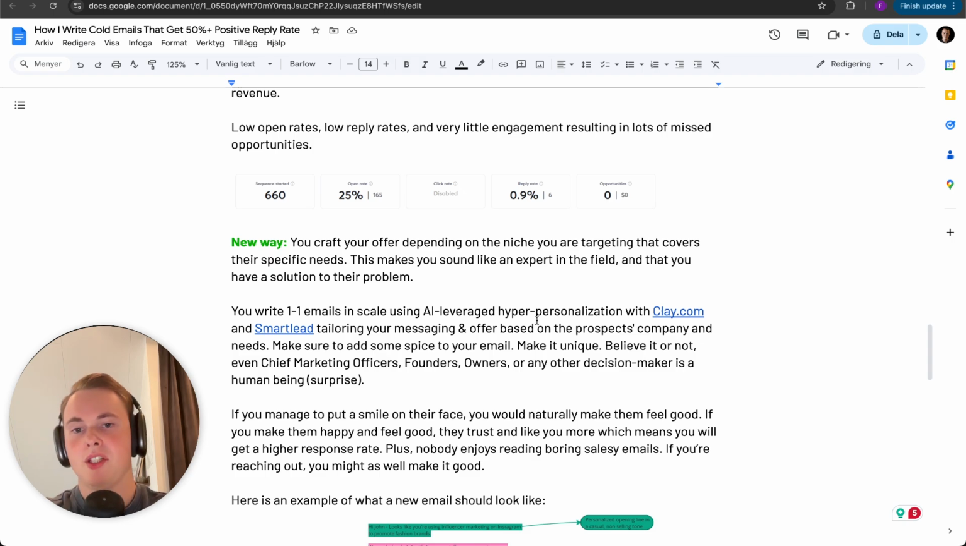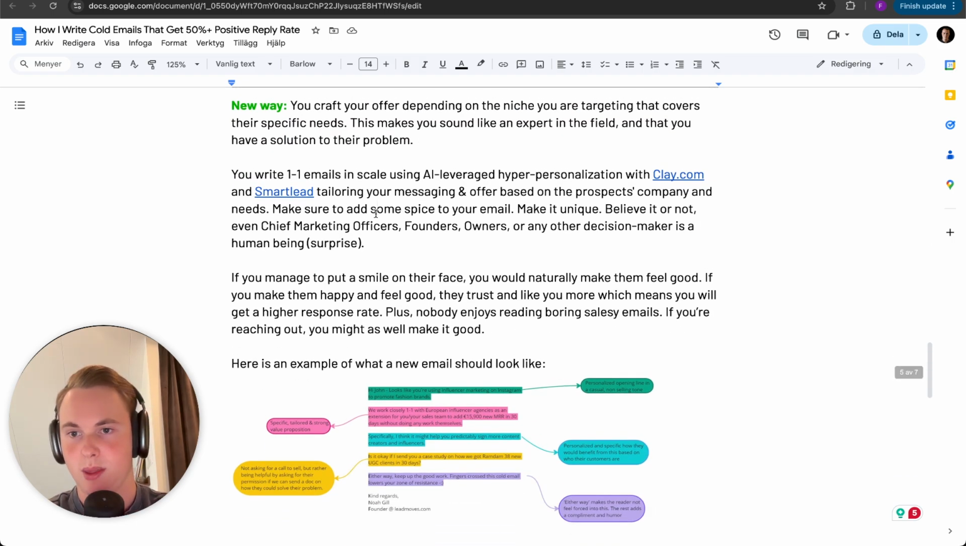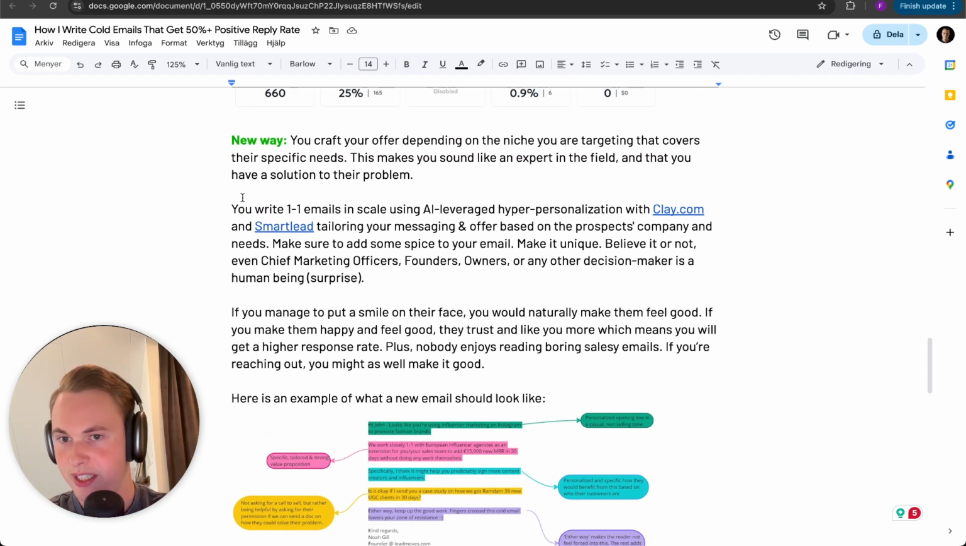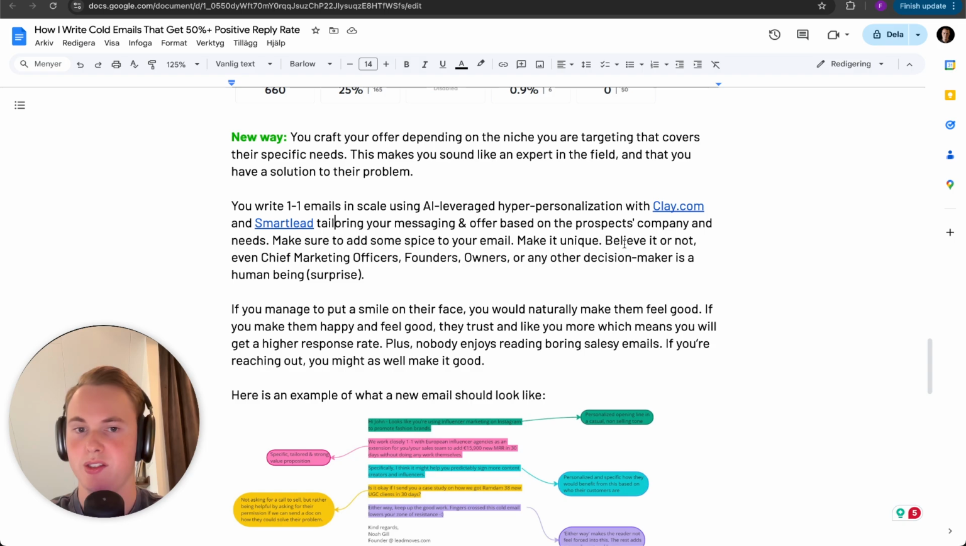So you also want to have the messaging and the copy very specific to the industry that you're reaching out to, and obviously the company that you're reaching out to, because you actually want to know what the company does, how you solve the problem, what problem they are facing, and that you actually know the problem and how to solve it. Do you write one-to-one emails and scale using AI hyper-personalization with Clay and SmartLead? Just tailoring your messaging and offer based on the prospect's company and their needs. Also, make sure to add some spice to your email, make it unique.